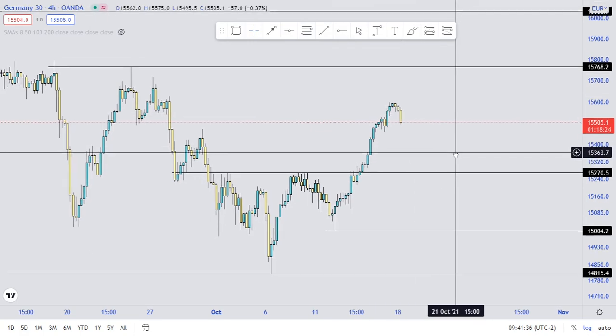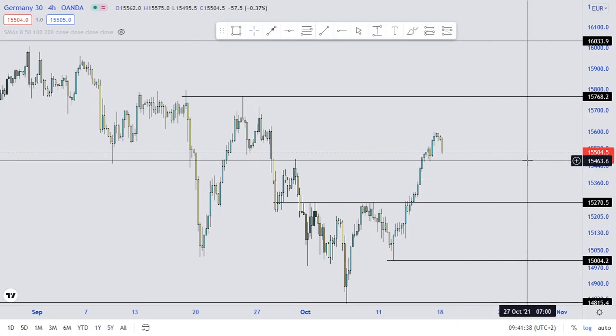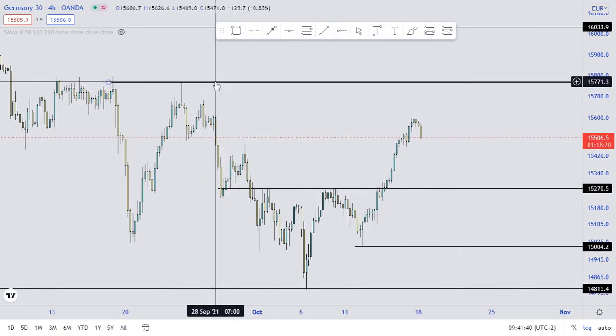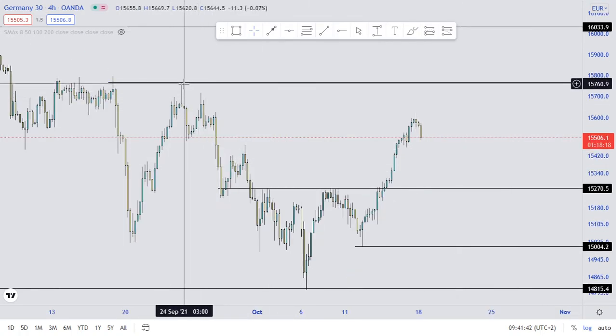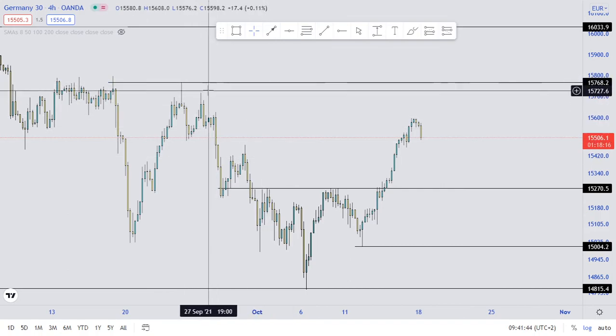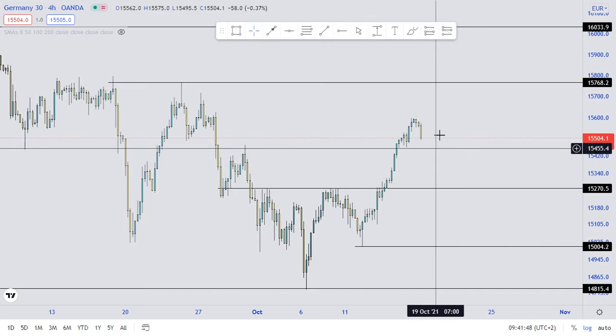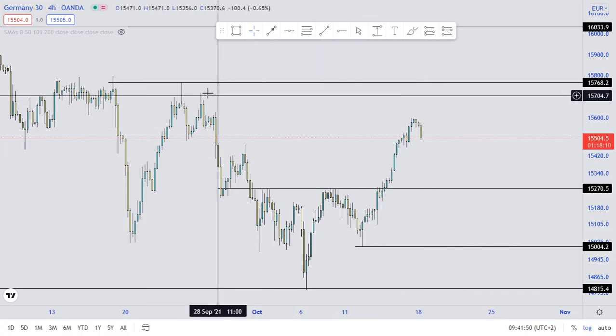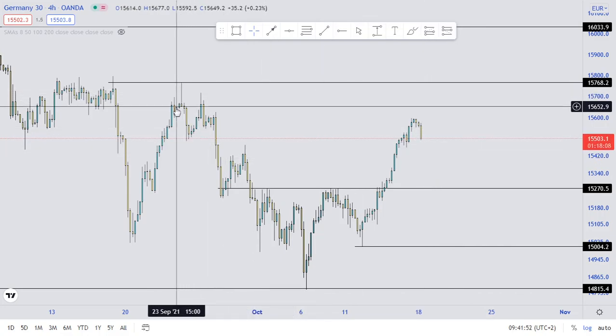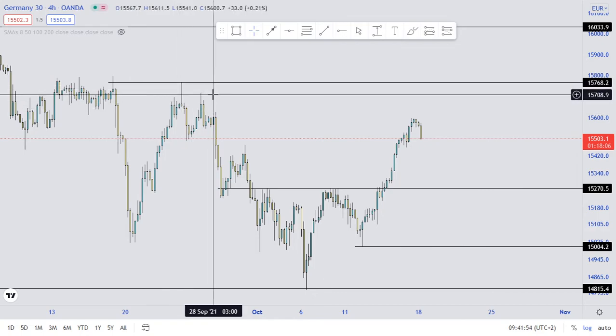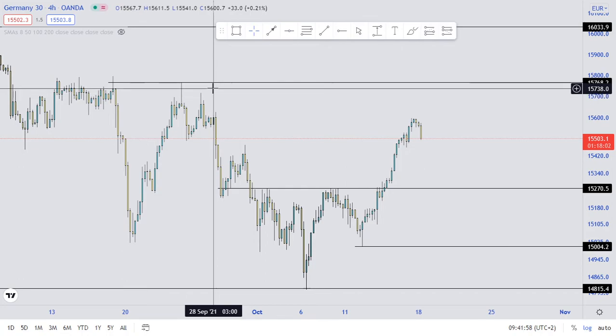But still, what we can keep in mind is that on my daily time frame as well, we didn't break our daily highs yet. So we're still basically in this territory where we can expect some selling pressure. Because why? At least if we're trading under this region here at 15768, we're still going to remain bearish, guys.